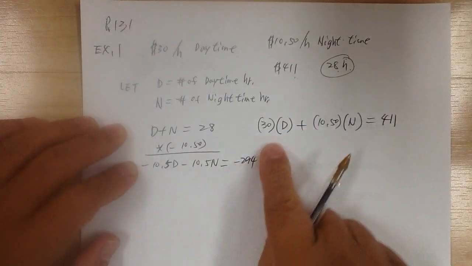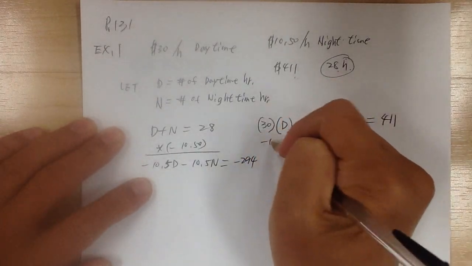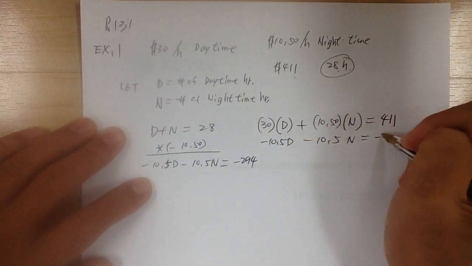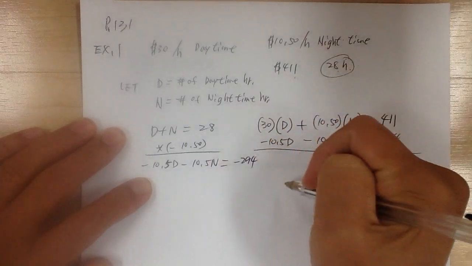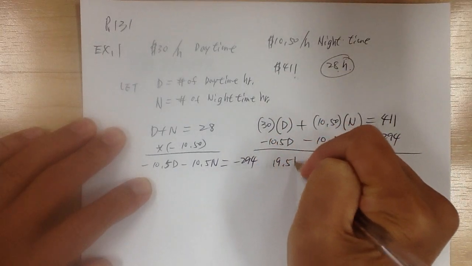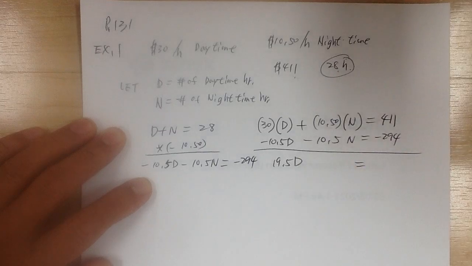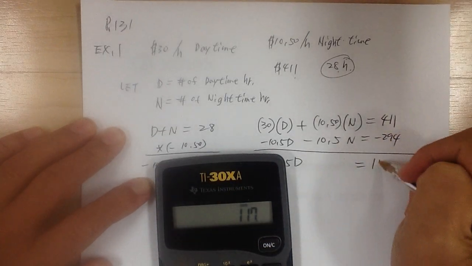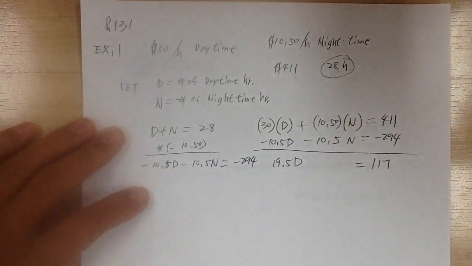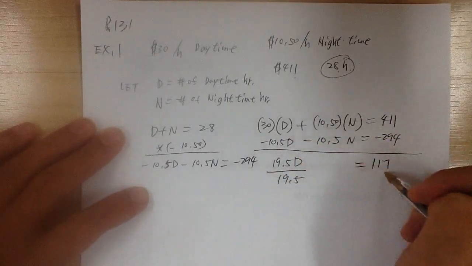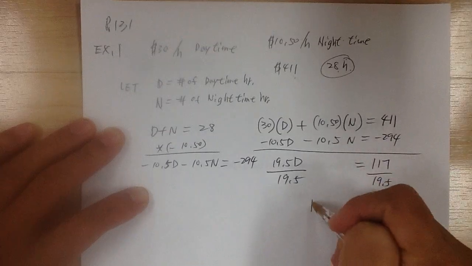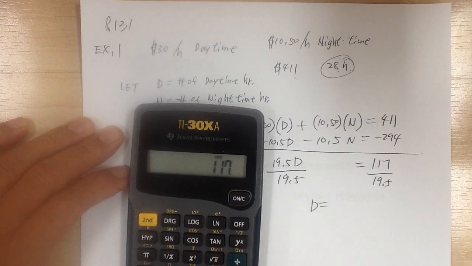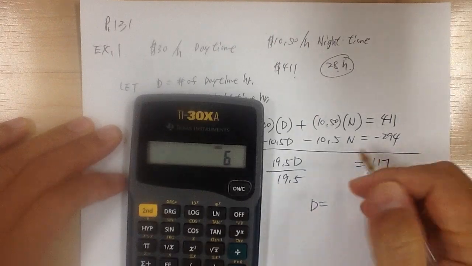Then I'm going to put this equation down here. So negative 10.5 D minus 10.5 N equals negative 294. When you subtract, you're going to get 19.5 D. This cancels out, and this will equal 117. Then divide by 19.5. So the daytime hours that it used would be 6 hours.